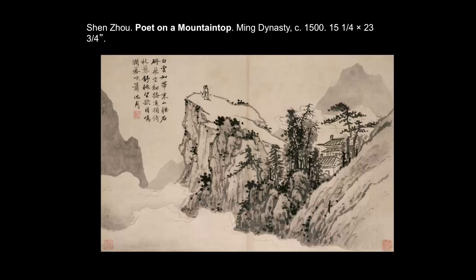Here, Shen Zhou is himself a tiny figure dwarfed by the scale of the natural world around him. So we can see him on the top of the mountain here, represented by very few brushstrokes. The small human dwelling is almost buried in the trees. So if we look at all these varied lines and brushstrokes, we can make out a temple or a dwelling structure in the mountains there.